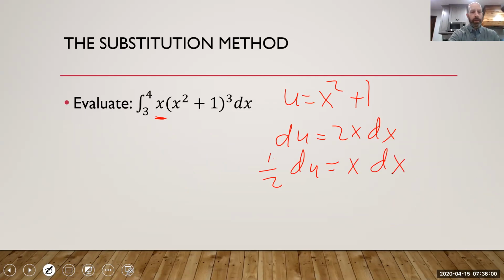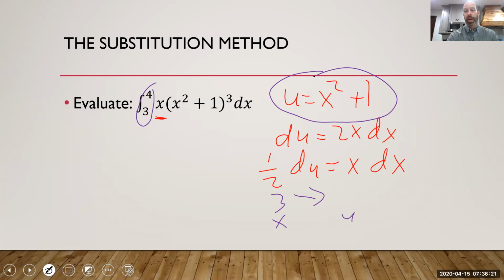The other thing I wanted to remind you is that we can actually change these limits as well. So we can say that 3 is going to change to, well, remember, this is in terms of x, so we want to make it in terms of u. So this is how we do that. If you plug 3 in for x, you'll get 3 squared plus 1 is 10. So 3 is actually going to be 10 on our new integral. And then 4, again, we use the same rule, is going to be 4 squared plus 1. So I think that's going to be 17.